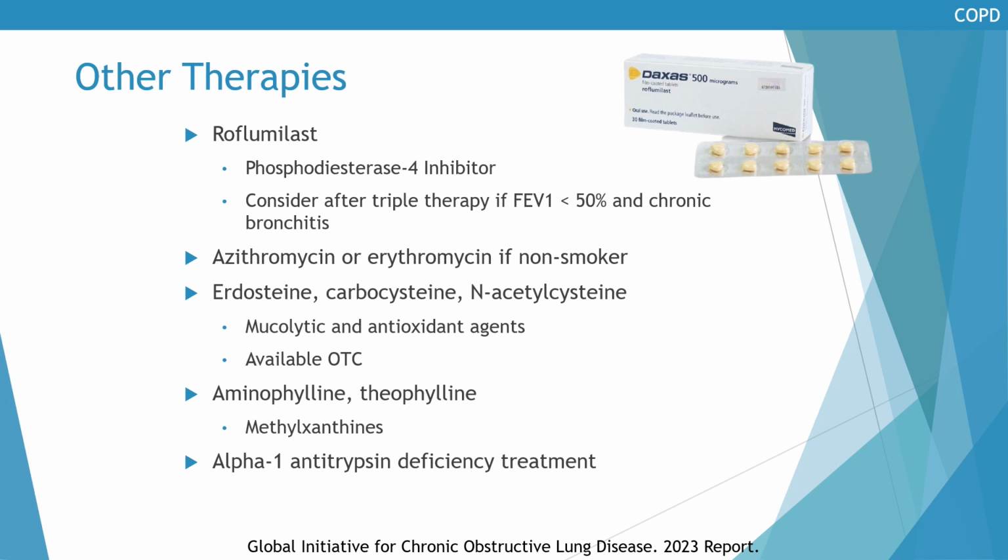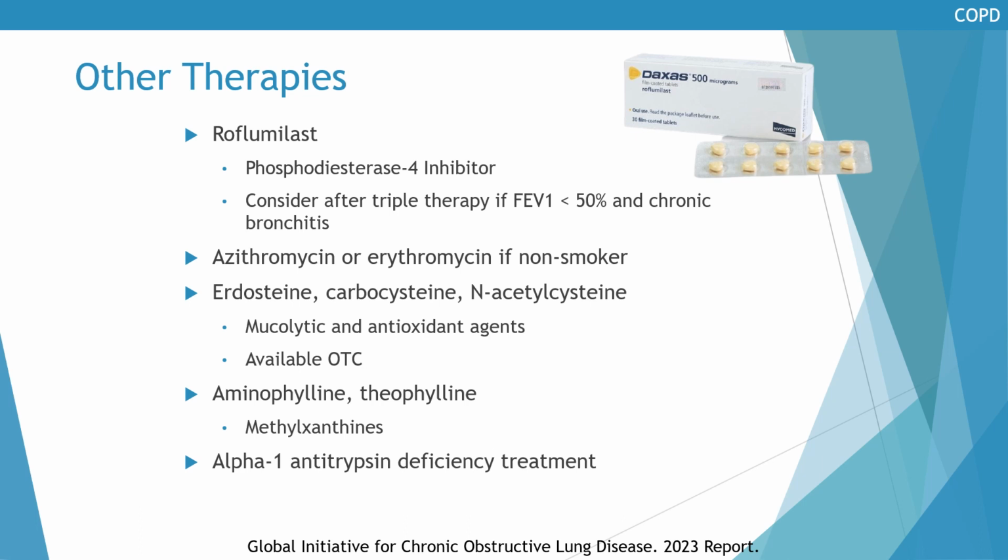Next are these mucolytic and antioxidant agents, including erdosteine, carbocysteine, and N-acetylcysteine. These are available over the counter and can be useful in reducing the risk of exacerbations, mainly in patients that have a lot of sputum production, by helping to break up that phlegm and make it a little bit easier for patients to get rid of that phlegm and also breathe easier. In COPD patients that are not receiving inhaled corticosteroids, these therapies have been shown to reduce exacerbations and modestly improve health status. Next is aminophylline and theophylline.